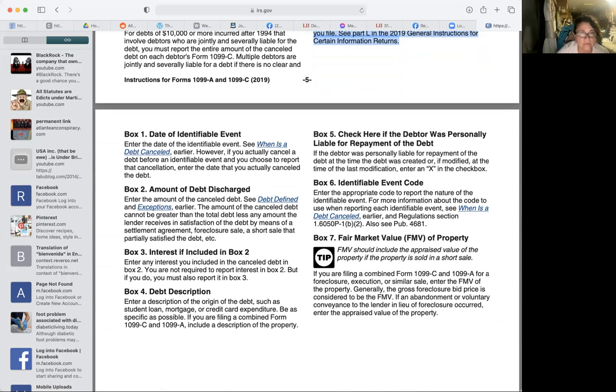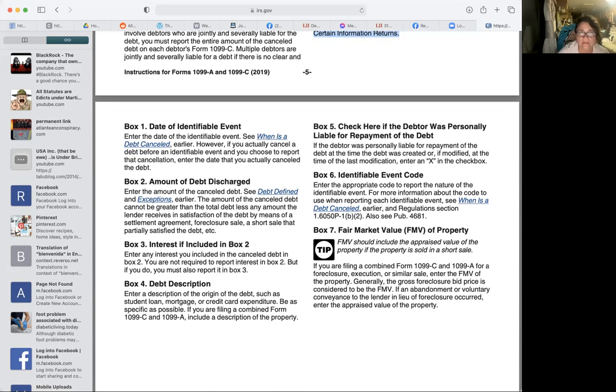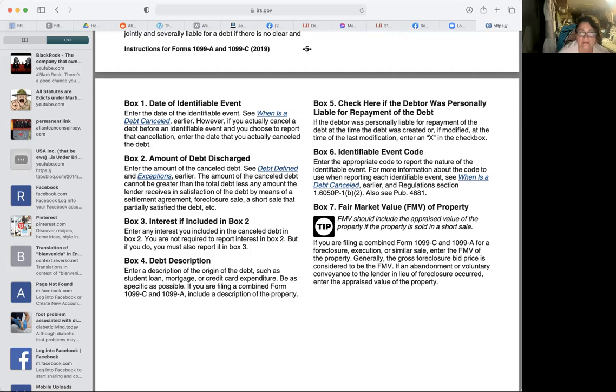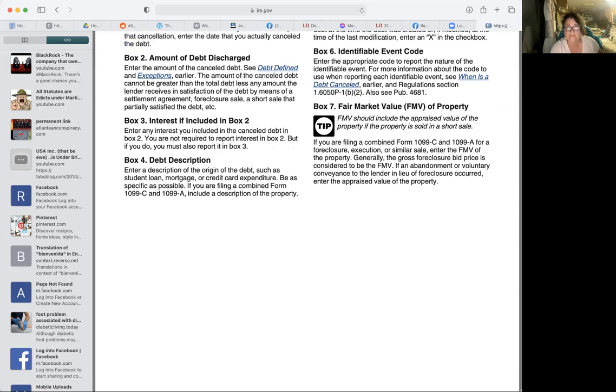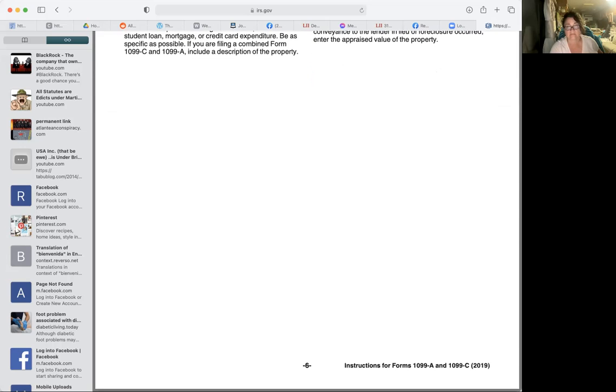Okay, box 1, date of identifiable event. Yeah. Amount of debt discharged. Interest, yeah. Debt description, yeah. Check here if the debtor was personally liable. Yeah, that's the one we want to check, because they took money out and they need to pay it back. That's box number 5. Yeah, I've already read this. What happened in this weird thing here? Is that it? I guess that's it.